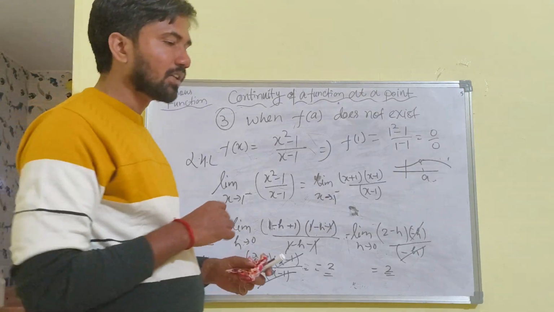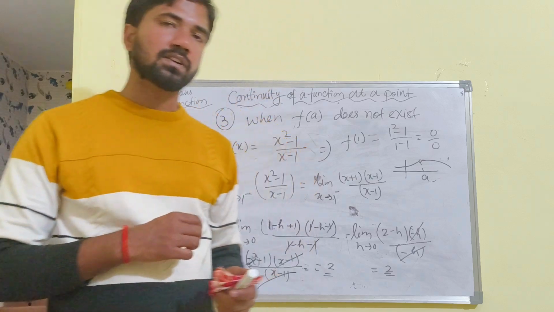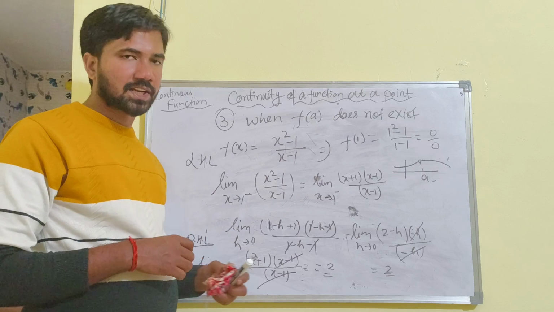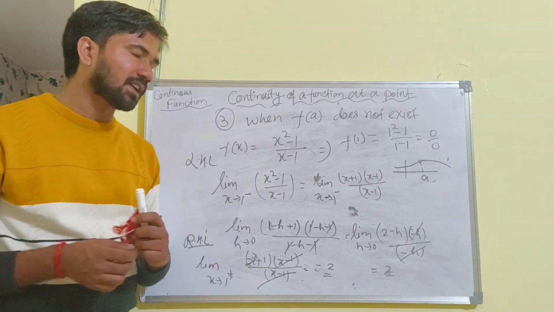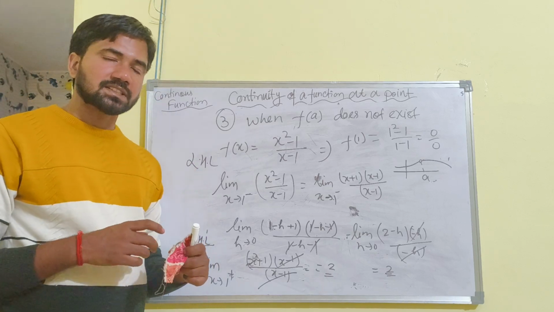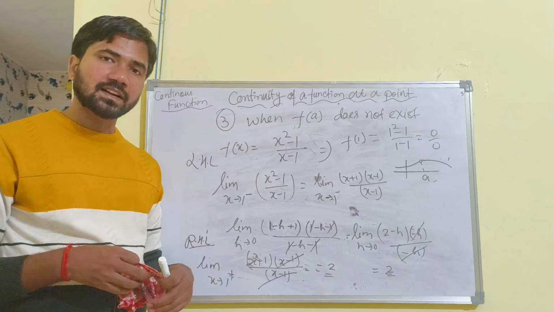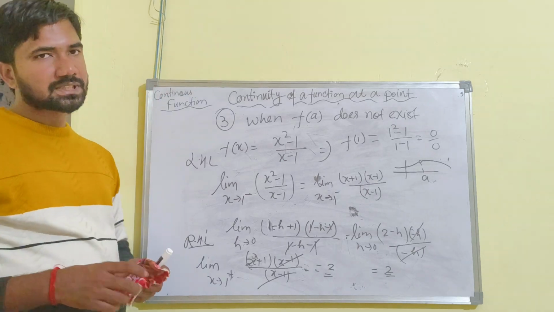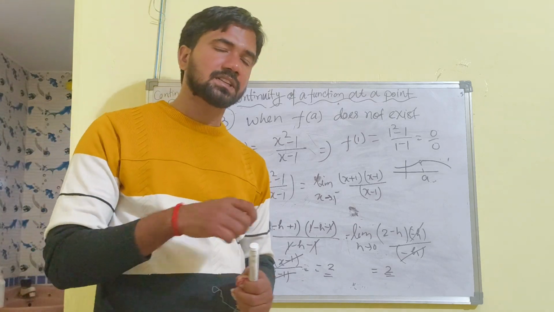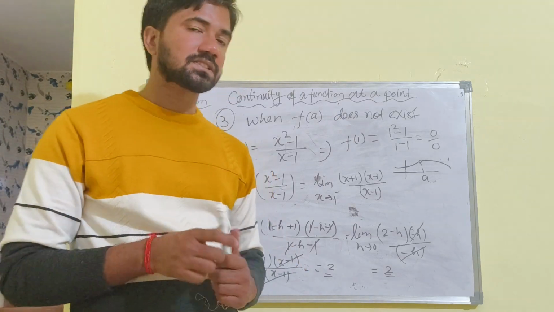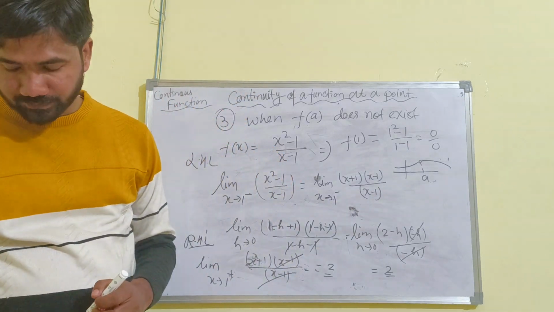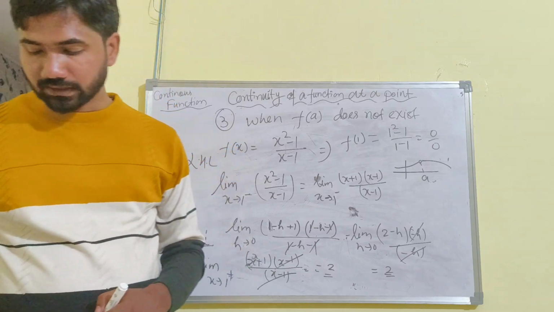What we have discussed: first one, left hand limit not equal to right hand limit. Second one, left hand limit equal to right hand limit but not equal to the value of function. Third one, maybe both are equal but value of function does not exist. So this is the total types of discontinuity.